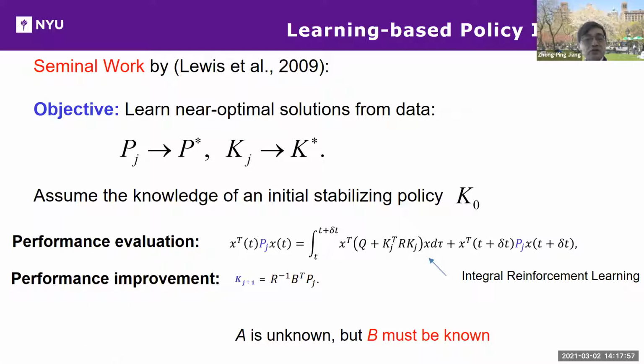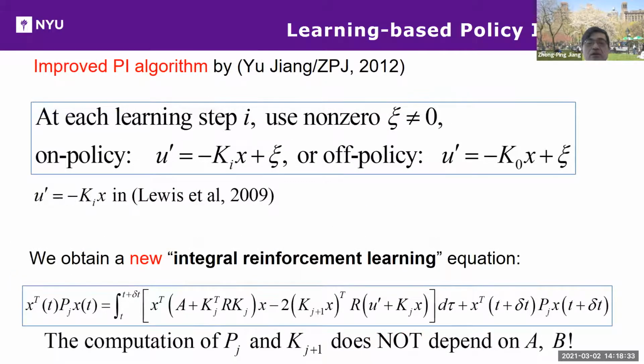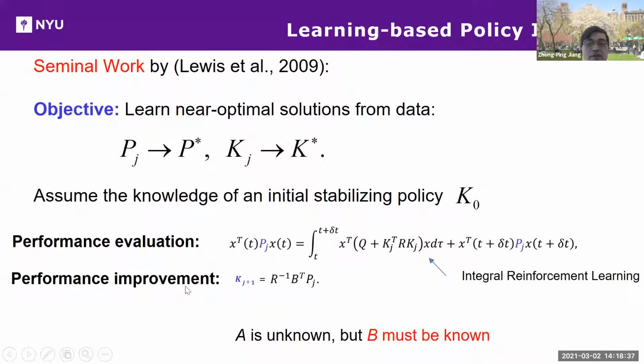Then you have to improve, come up with improved policies through a performance improvement step. So K j plus 1 will depend on the solution to the matrix equation P j. Under some mild conditions, Frank and his student can prove that as the learning step j goes to infinity, P j will go to the optimal solution of the Riccati equation, and K j will converge to the optimal solution that solves the linear quadratic regulator problem. Unfortunately, his solution depends on knowledge of B, because for the performance improvement step, knowledge of B is assumed, even though A is unknown. Nevertheless, this is a huge step towards learning-based control.